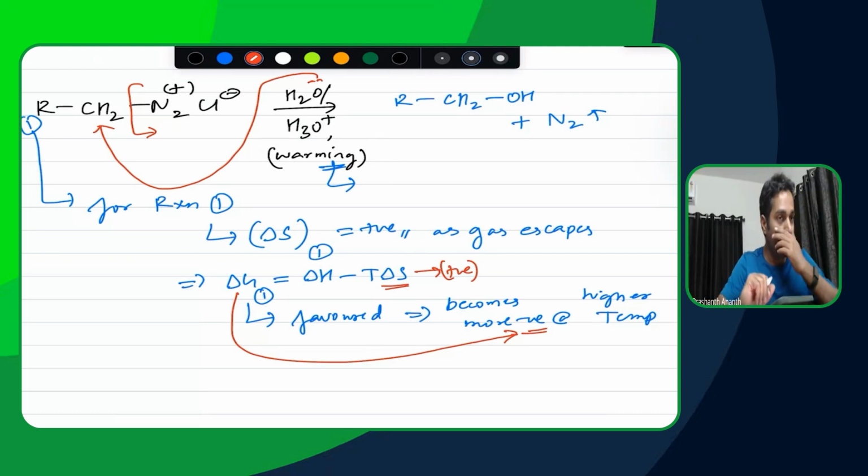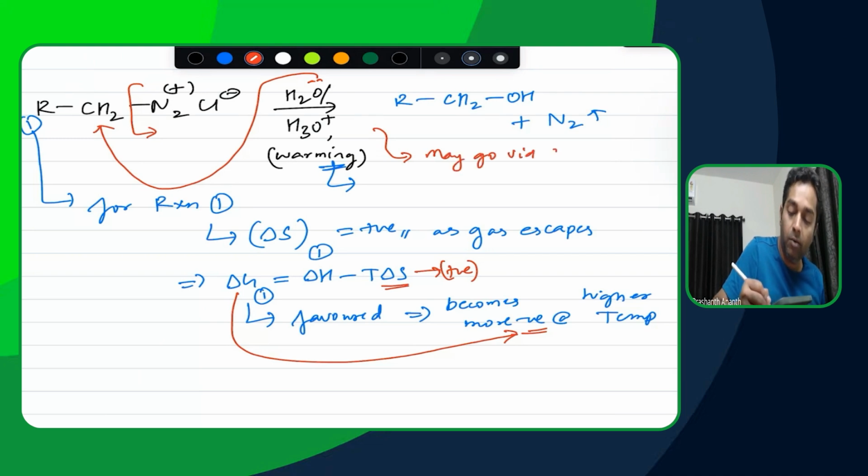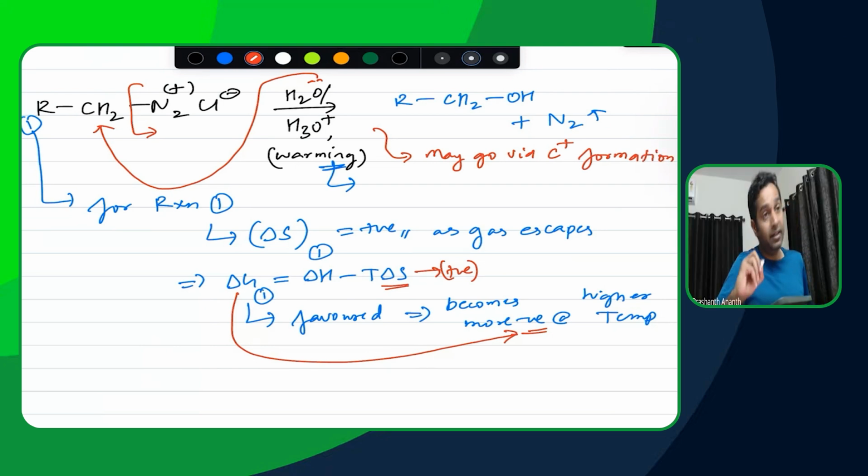Now, in this process, one thing to watch out for. This particular step, where this reaction is happening, may go via carbocation formation. In rare cases, usually no carbocation formation, but it may go via carbocation formation in some specific mediums. If it goes via carbocation formation, what can it do? Rearrange. Correct. That's all.